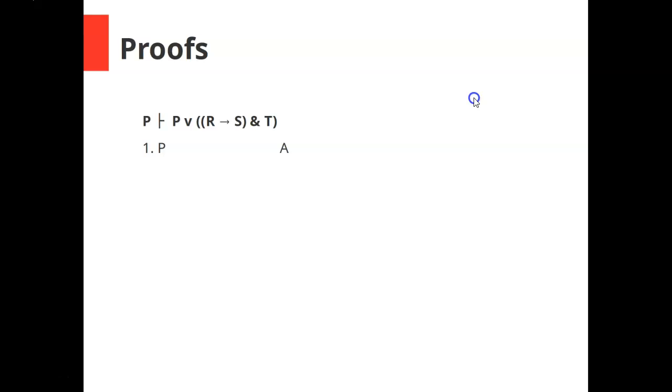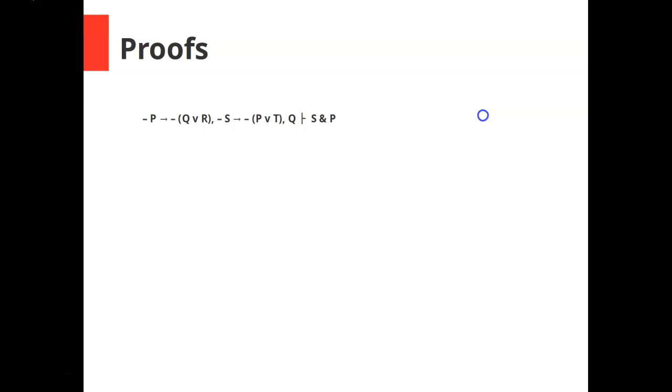All we have to do is add it by the rule of addition. If P is true, P or anything else is true, even this big long thing. This is a valid inference because of the rule of addition from line 1. And this is just a 2-line proof, not including the assumption. It's a 1-step proof, and we're done.